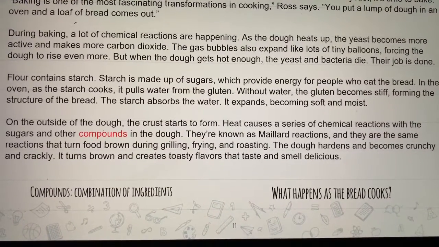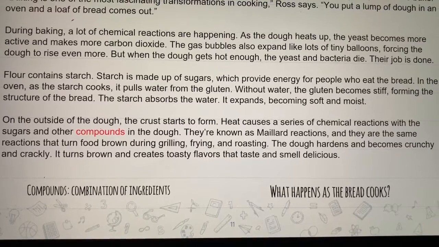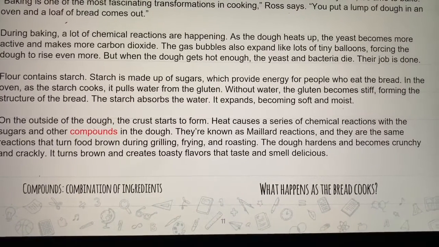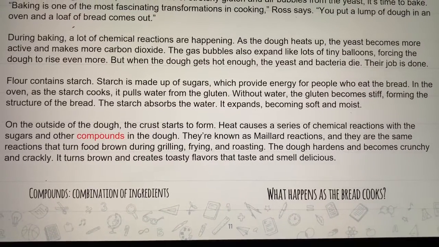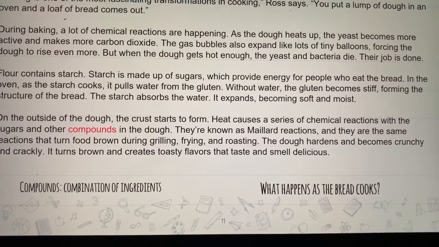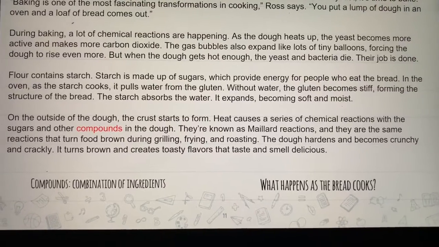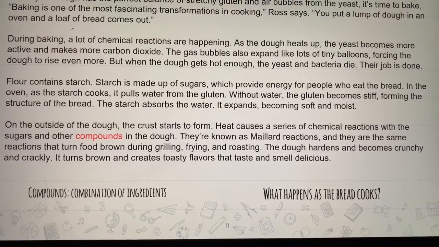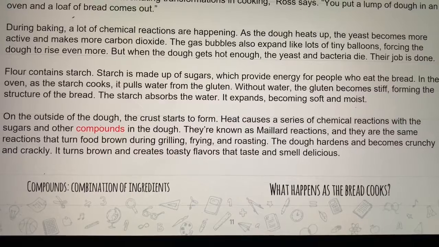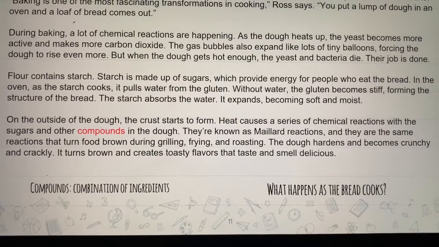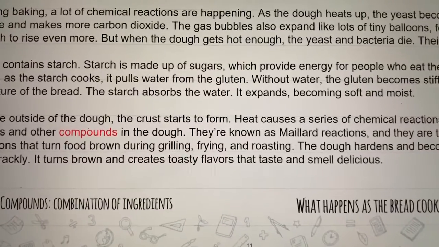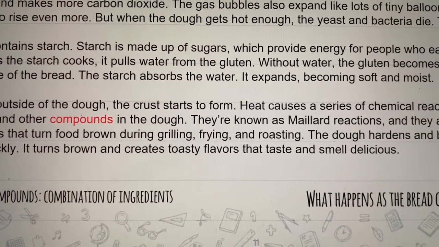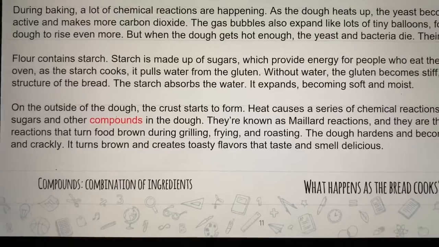On the outside of the dough, the crust starts to form. Heat causes a series of chemical reactions with the sugars and other compounds in the dough. They are known as Maillard reactions, and they are the same reactions that turn food brown during grilling, frying, and roasting. The dough hardens and becomes crunchy and crackly. It turns brown and creates toasty flavors that taste and smell delicious.